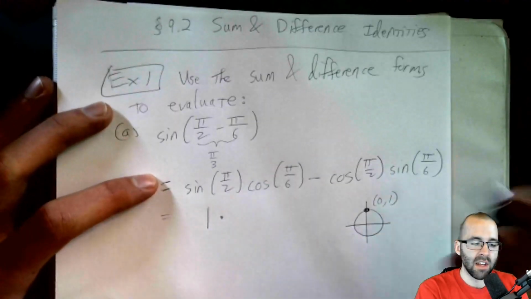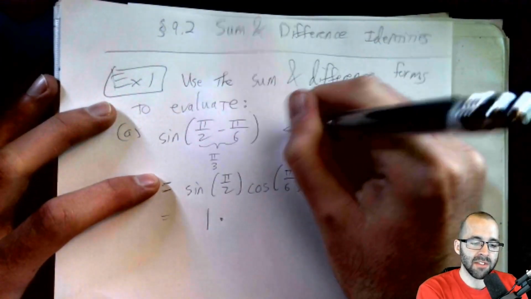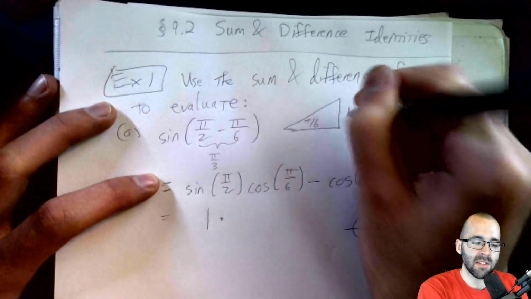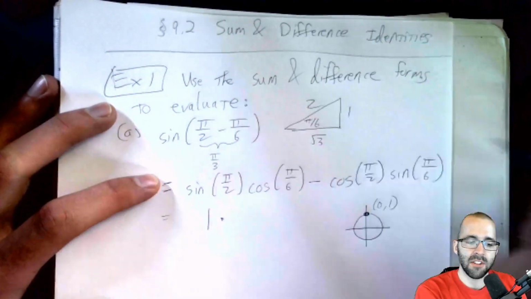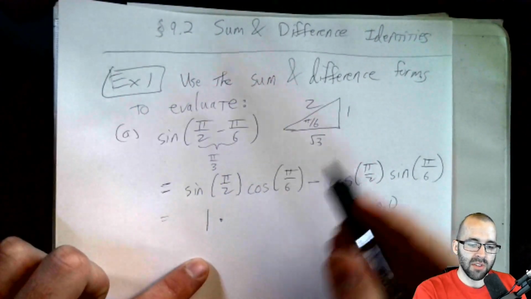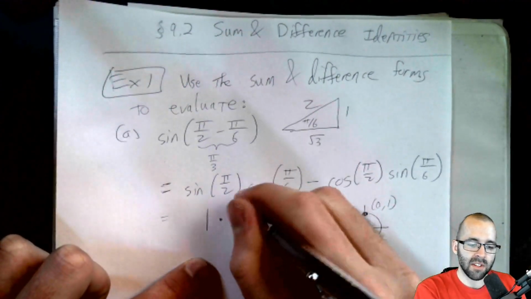Cosine of pi over 6. We're going to want to use those reference triangles that I will always give you, right? This is pi over 6, this is 1, root 3, and this is 2. So cosine of pi over 6 is the adjacent over the hypotenuse. That's root 3 over 2.